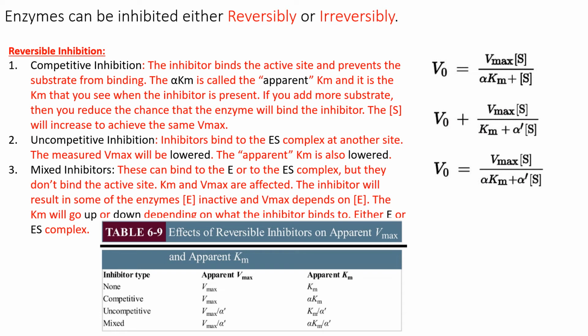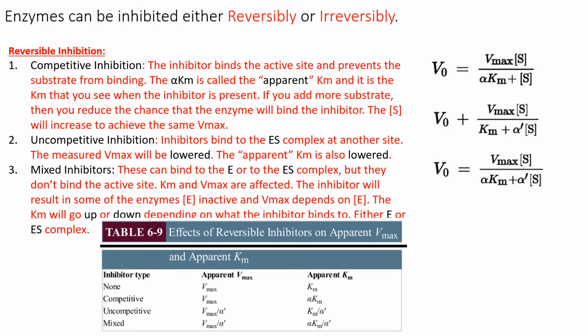And here you have your equation. V naught is equal to Vmax times the substrate concentration divided by the alpha Km plus the substrate concentration.